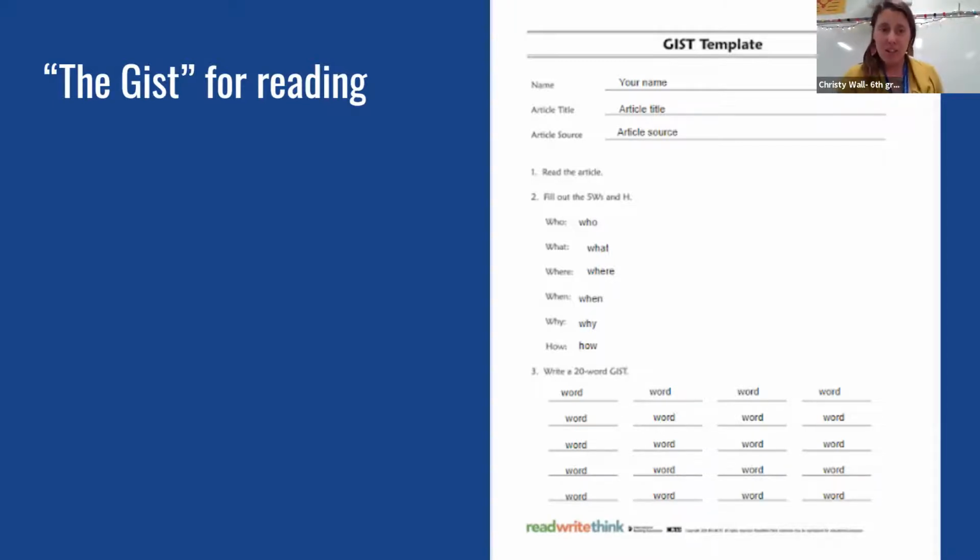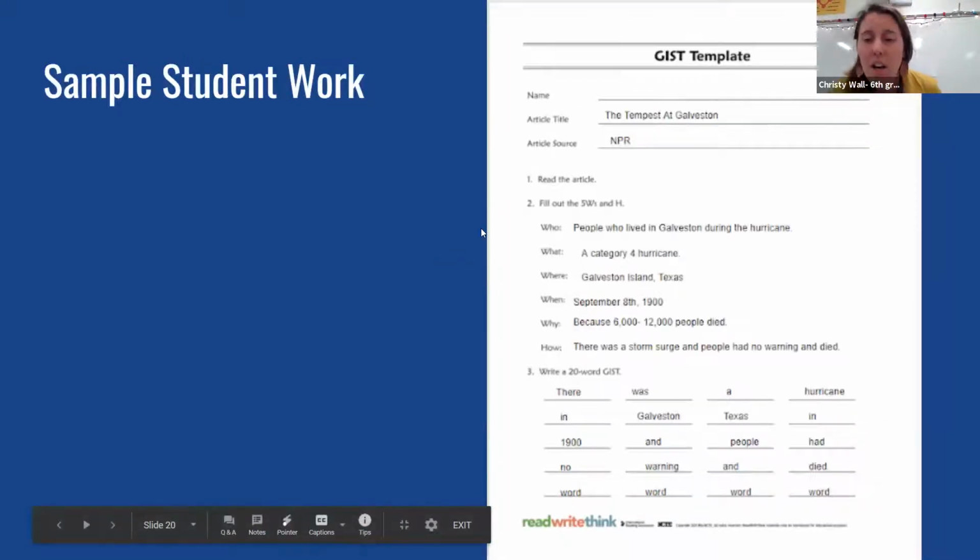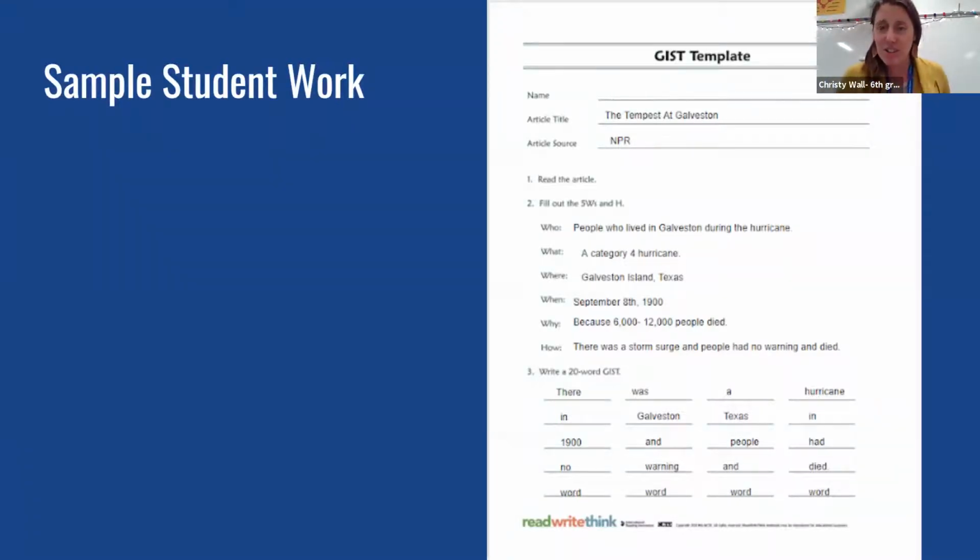So I've been looking at this gist for reading, and my students have done several. I think I have some examples. So this is in our hurricane unit. We read excerpts from an NPR article called The Tempest at Galveston. There were parts of it that were definitely too violent for my students to read. But here you can see one of my students created this gist. There was a hurricane in Galveston, Texas in 1900, and people had no warning and died. So do you feel like you understand that article based on that?